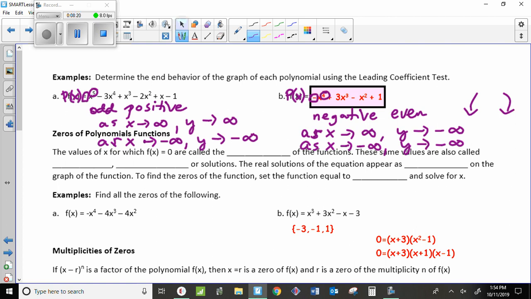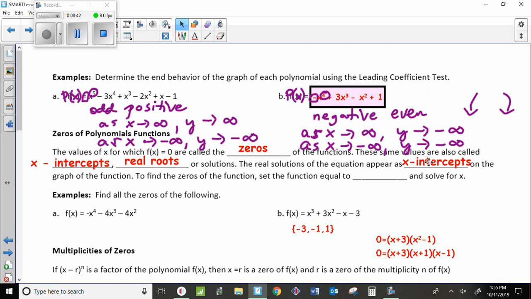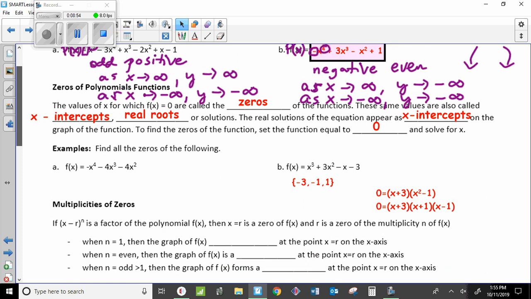Now, let's go to the zeros of the polynomial functions. So the values of x for which f of x is equal to 0 are called the zeros of the function. The same values are also called the x-intercepts, the real roots or solutions, and the real solutions of the equation appear as x-intercepts on the graph. And to find the zeros of the function, set the function equal to 0, and solve for x. So we have a couple of examples.